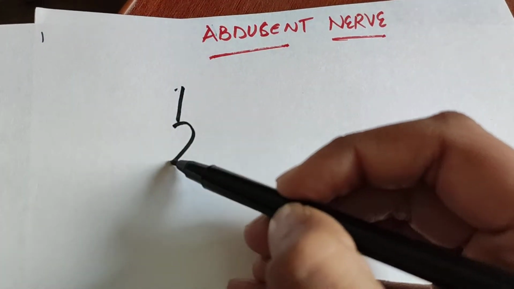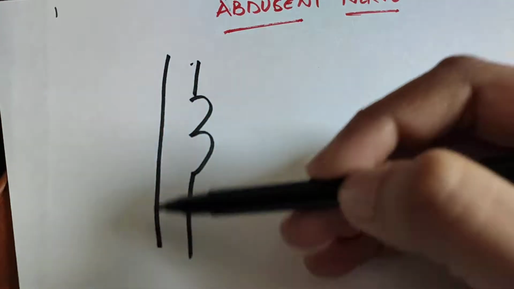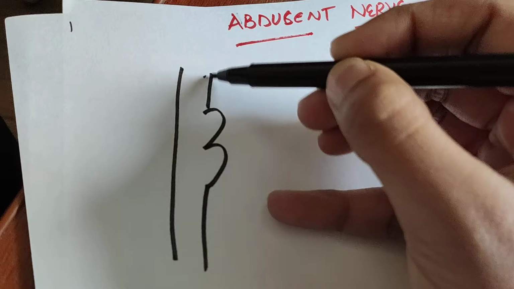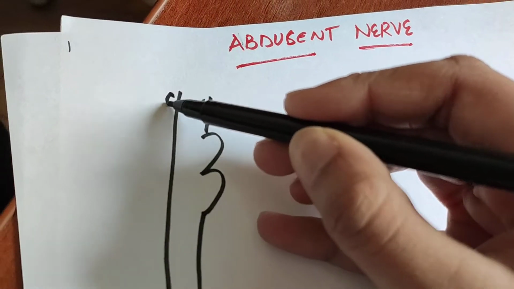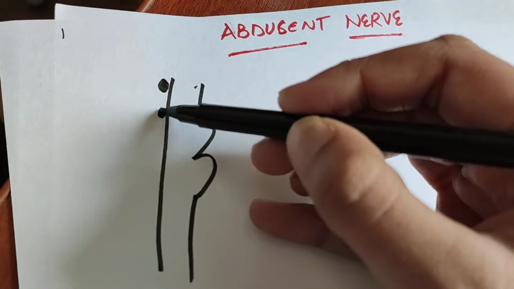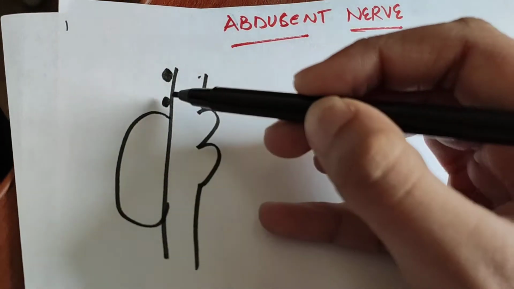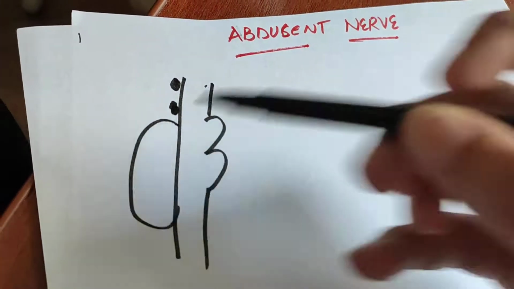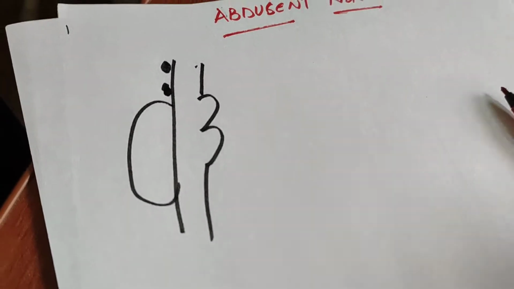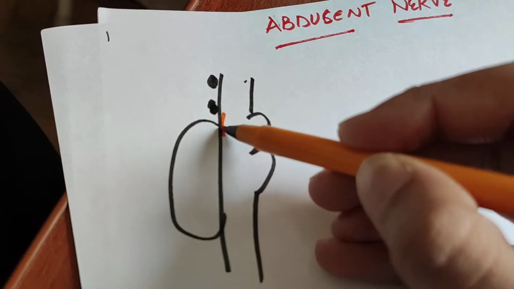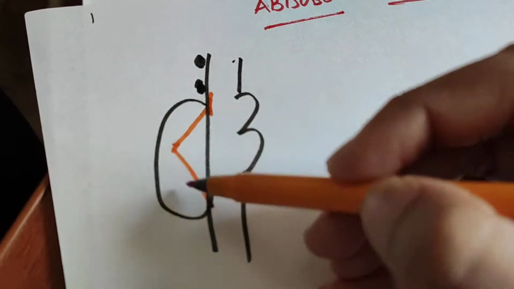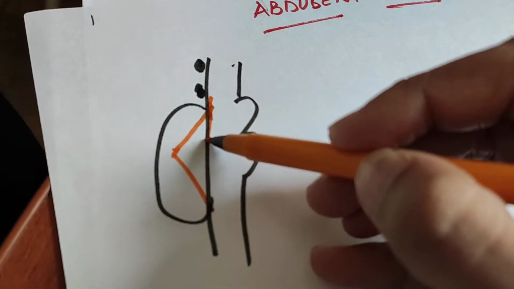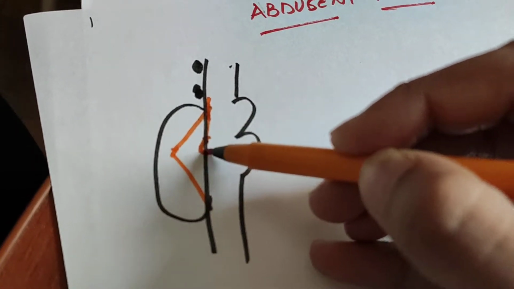So I'm making it from the side view. This is the midbrain, pons, medulla, and here this is the superior colliculus level, this is the inferior colliculus level, and here is the cerebellum. And here, at the back, is the fourth ventricle. This is the fourth ventricle roof, and here goes the fourth ventricle floor.